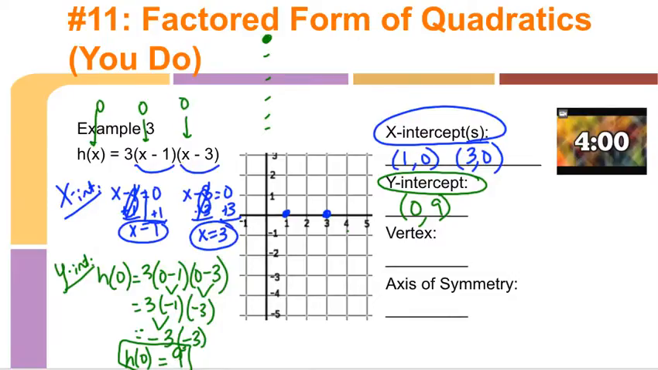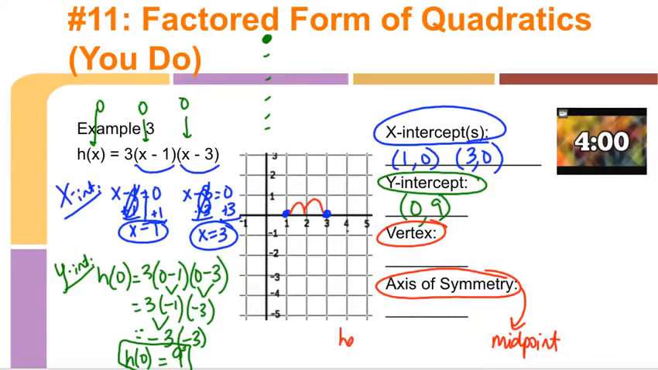And then finally, if I'm going to try and find my vertex and my axis of symmetry, I need to find the midpoint between the roots. So if I find my midpoint, right now I see that there are 1, 2 spaces. So half of 2 spaces gives me 1 space. So 1 space over and 1 space over. So that means that my axis of symmetry is going to be right in the middle at x equals 2. It also means that my vertex is going to have an x value of 2.